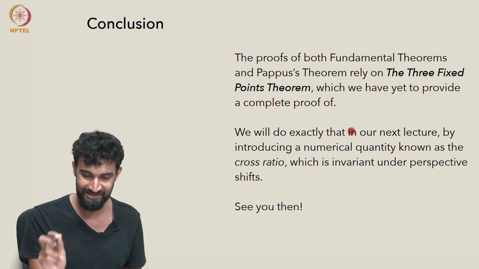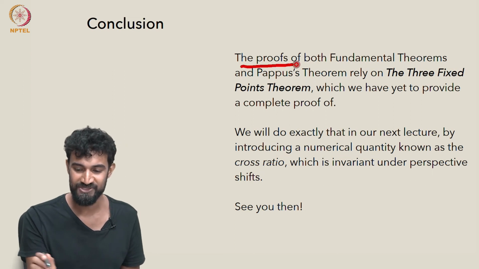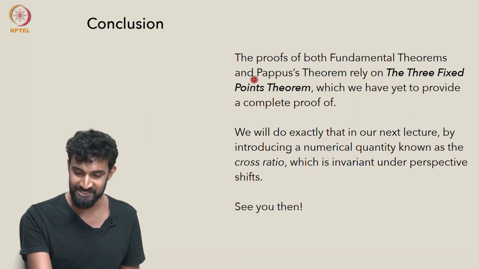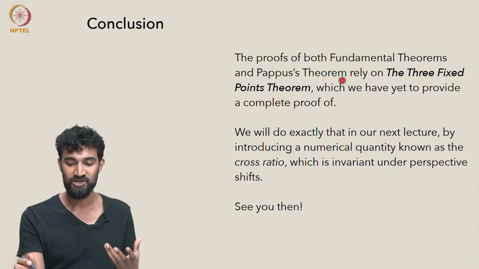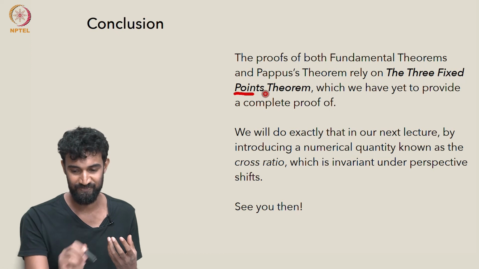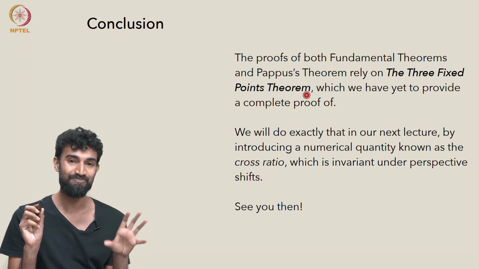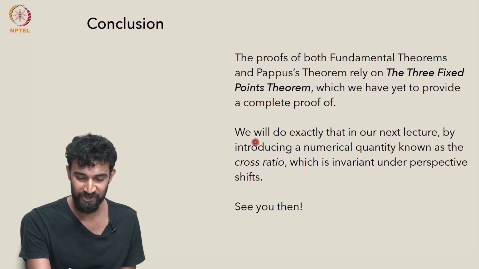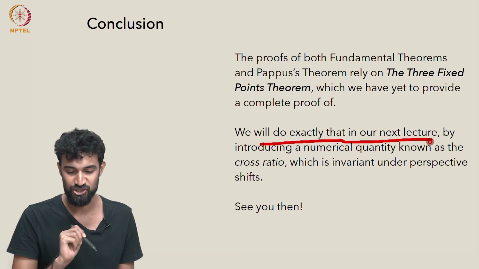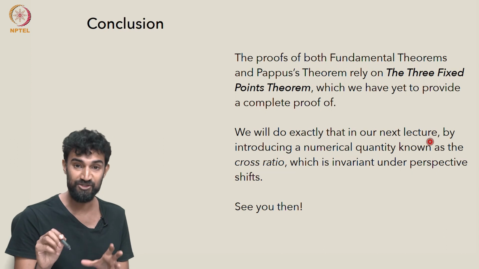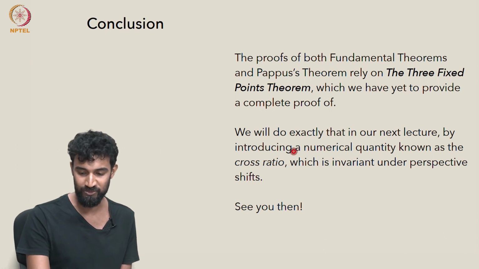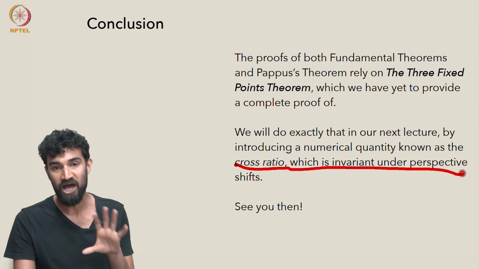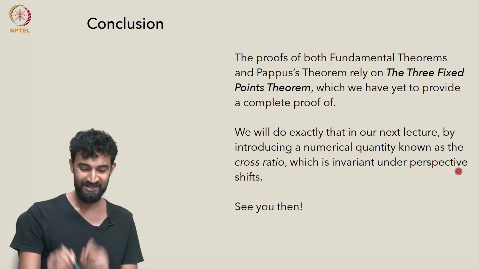So, in conclusion, we've seen that both the proofs of the fundamental theorems and Pappus's theorem, all three of these proofs relied on the 3 fixed points theorem. And we still haven't proved the 3 fixed points theorem. But we're going to do that in the next lecture. And the way we're going to do it is to introduce a new numerical quantity known as the cross ratio, which is invariant under shifts in perspective. So see you then.